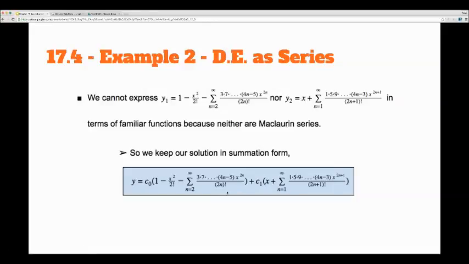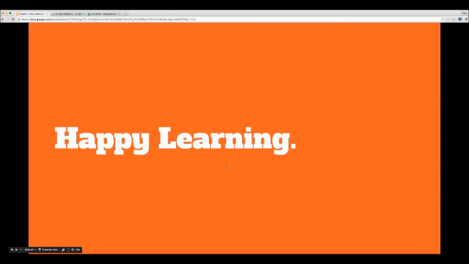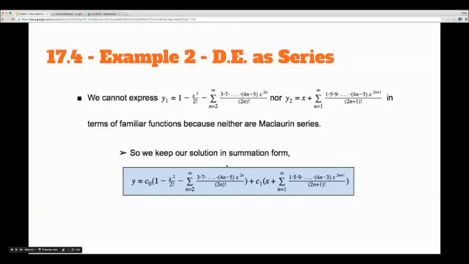This is how we get the differential equation. Oh, sorry. This is how we get the series solution for y.